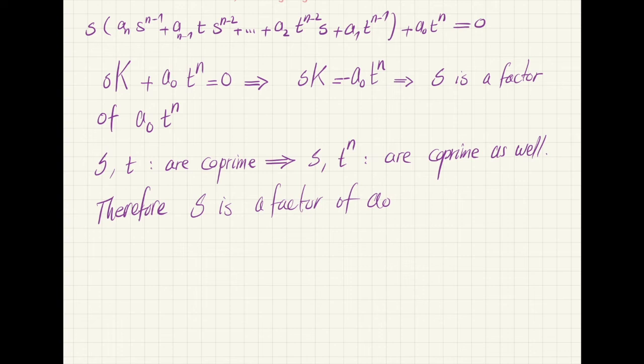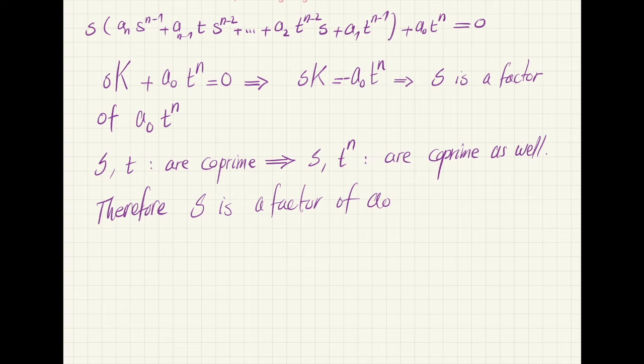So then by looking here, you see that S is already a factor of A0 Tn, but S cannot have any factor in common with t to the power of n. So there is only one way that S can be a factor of this. And this happens if and only if S is a factor of this part, which is A0. Okay.